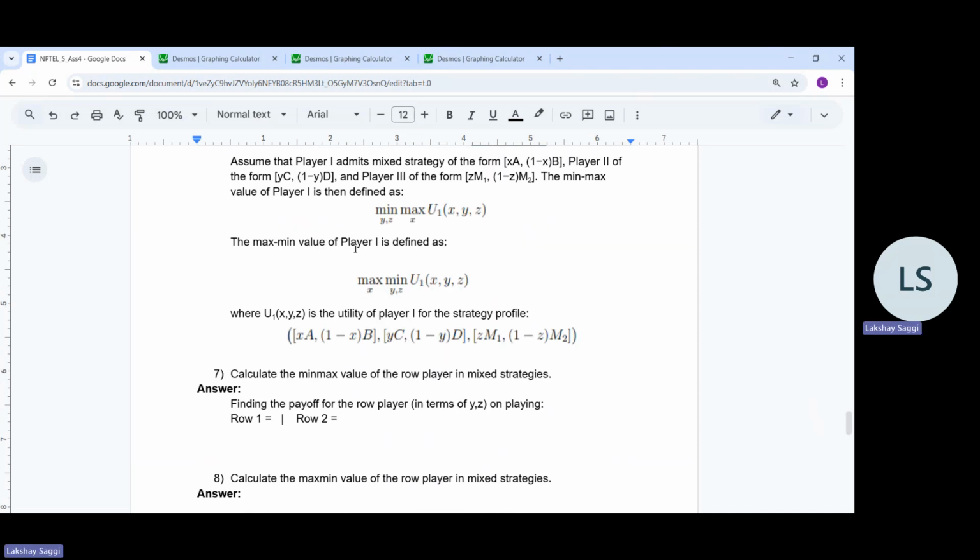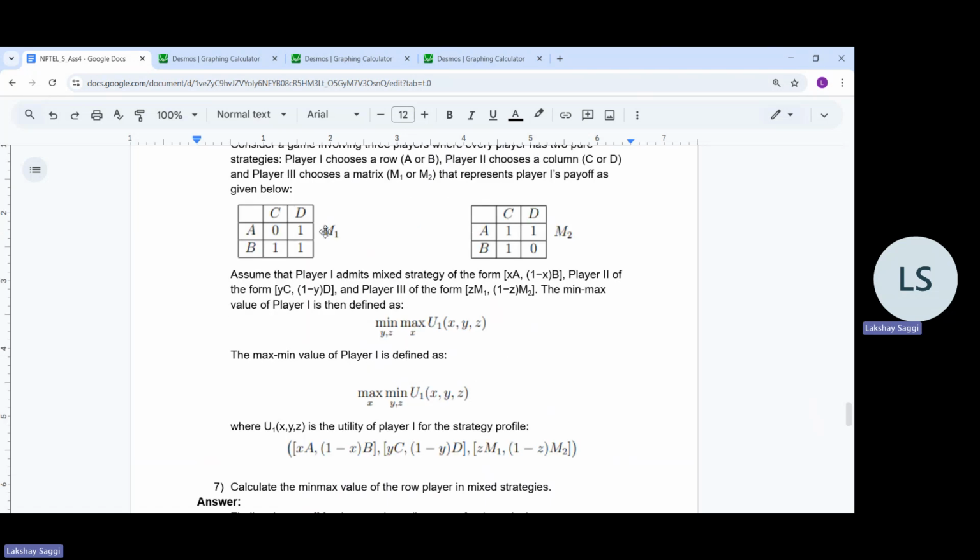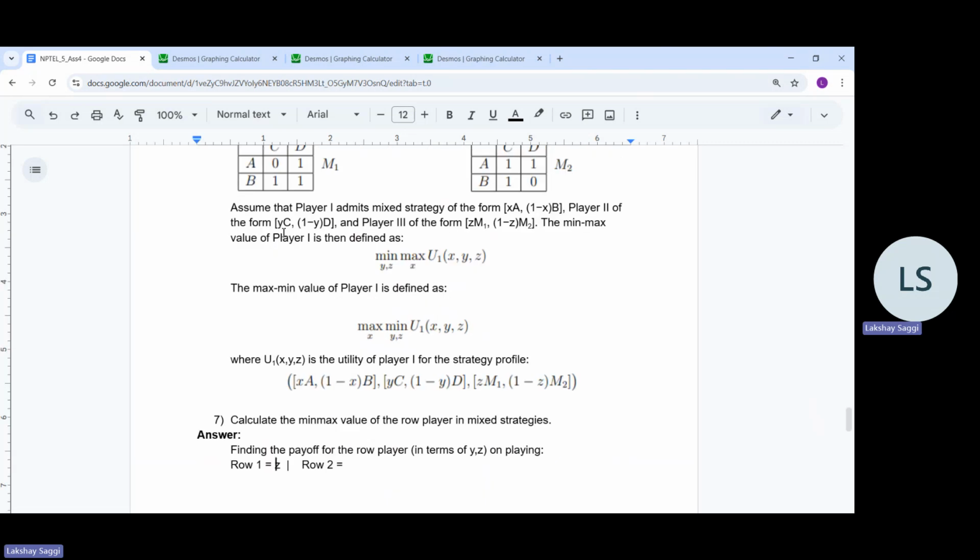So basically with probability z, the matrix M1 is chosen. And let's say the column C is chosen. So basically the value here is 0, and the probability with which this value comes is that the matrix M1 is chosen and then the column C is chosen. And note that column C is chosen with probability y, right?